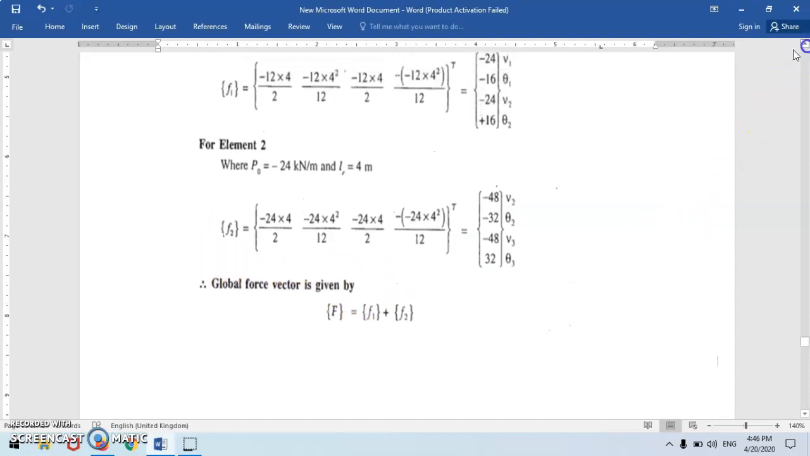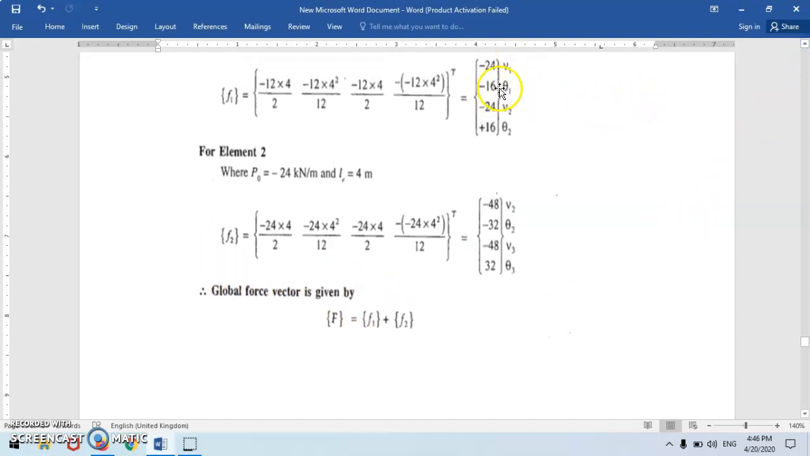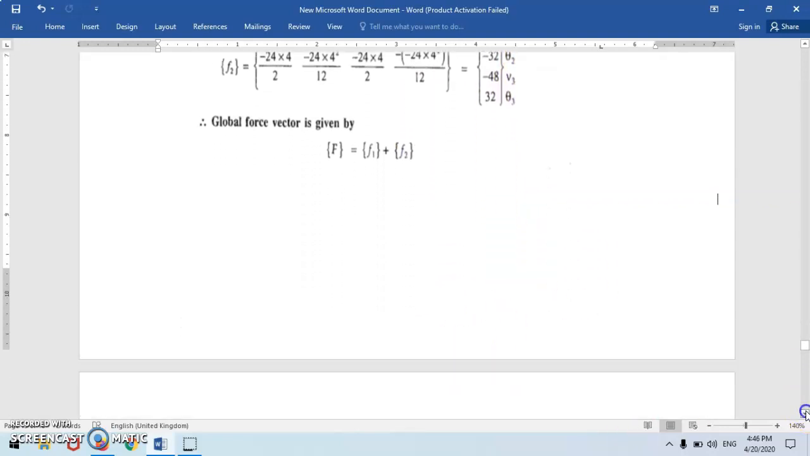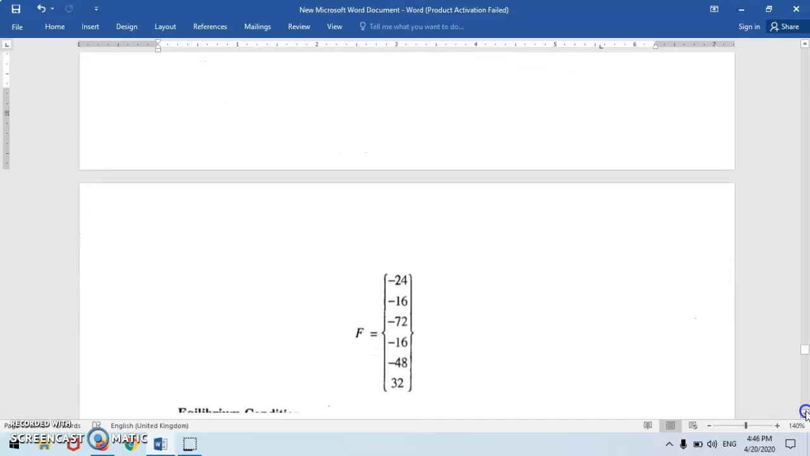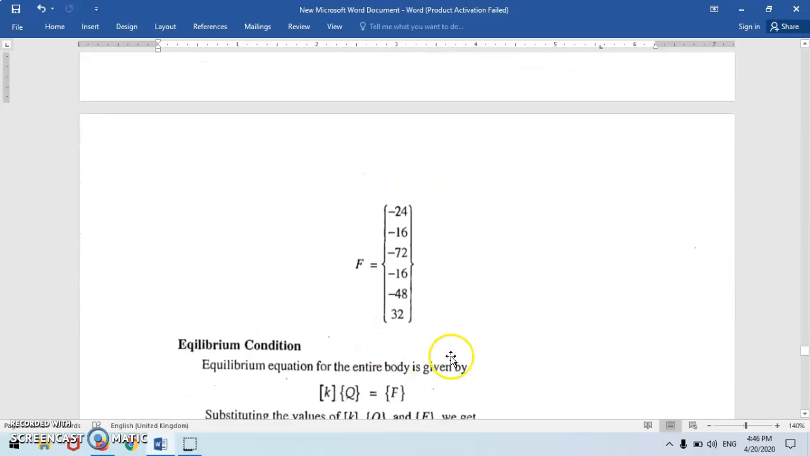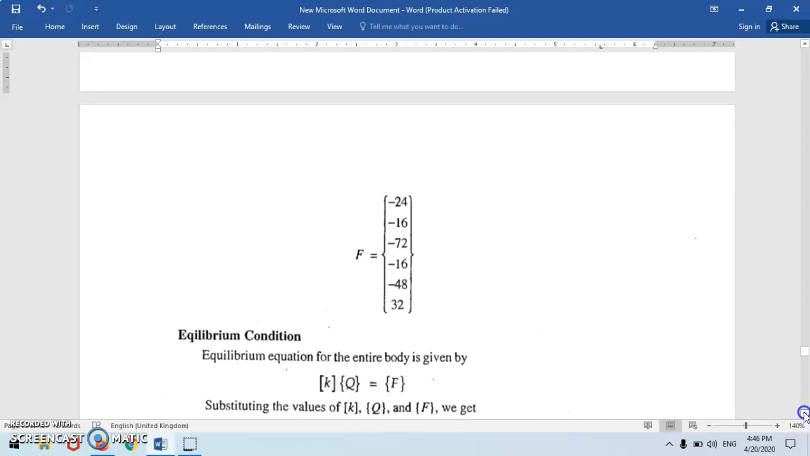So we can see here, V1 theta 1 is not repeating, only V2 theta 2 is repeating here and here also. So add V2 theta 2. How much are you getting? Minus 24 and minus 48. Add that, 16 plus 16 and minus 32, because V2 theta 2 is repeating here and here also. V3 theta 3 is not repeating. That is why, if you get the global force vector, it will be this much. So this will be the global force vector.